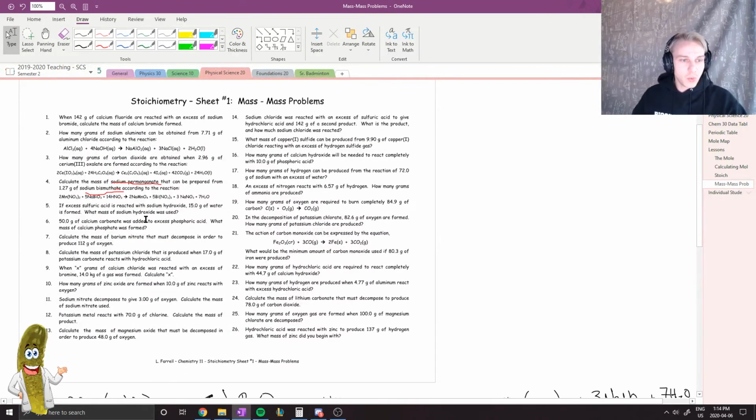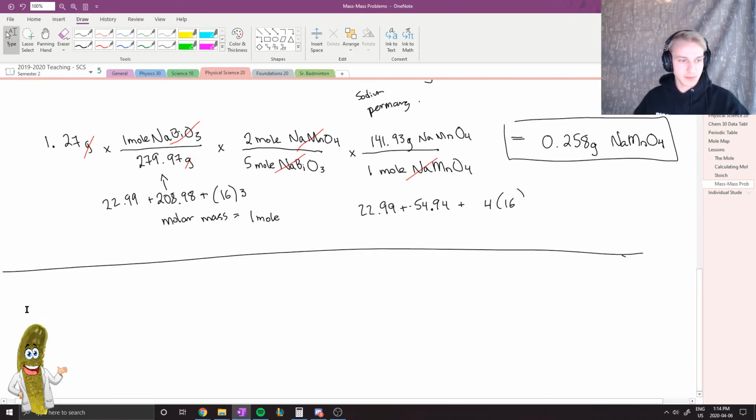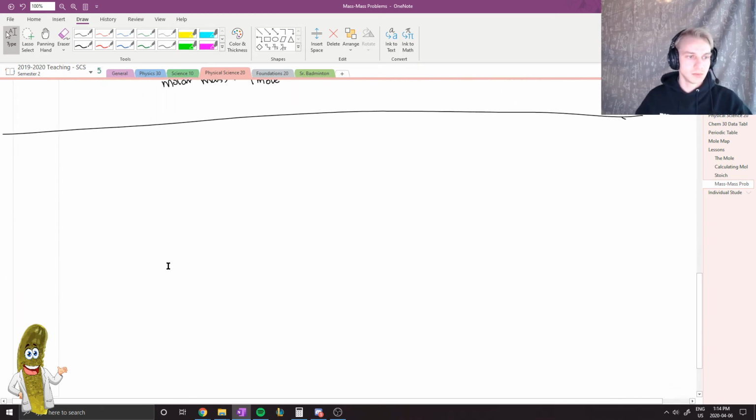Okay, so what I would like to do then is move on to number 5 here. If an excess of sulfuric acid is reacted with sodium hydroxide, 15.0 grams of water is formed. What mass of sodium hydroxide was used? So draw a big line right across there. And I need more space. Okay, so this is going to be question number 5.